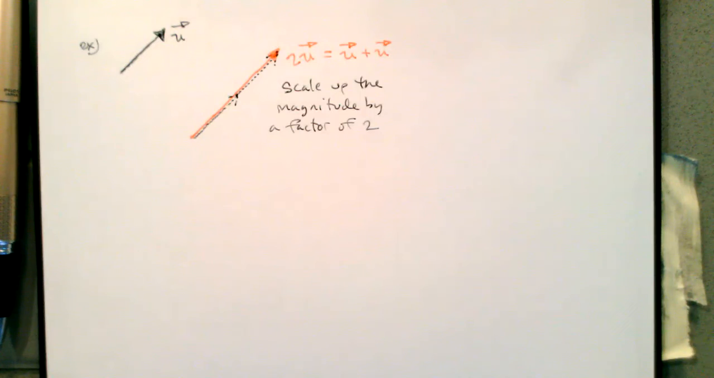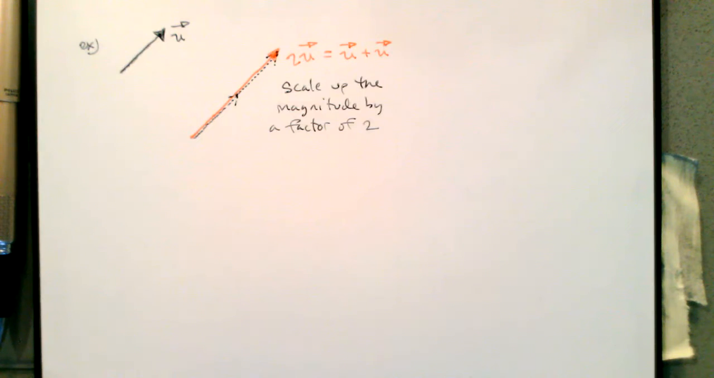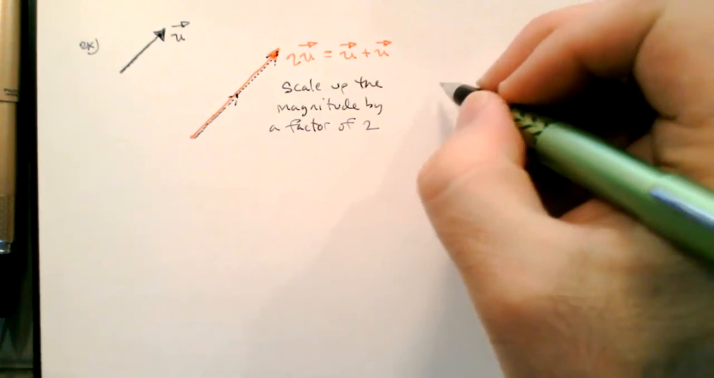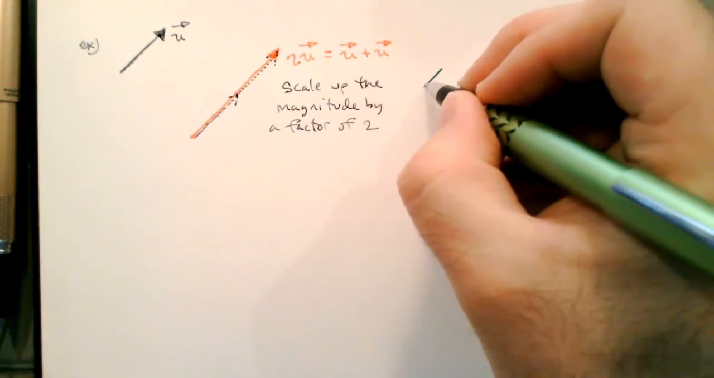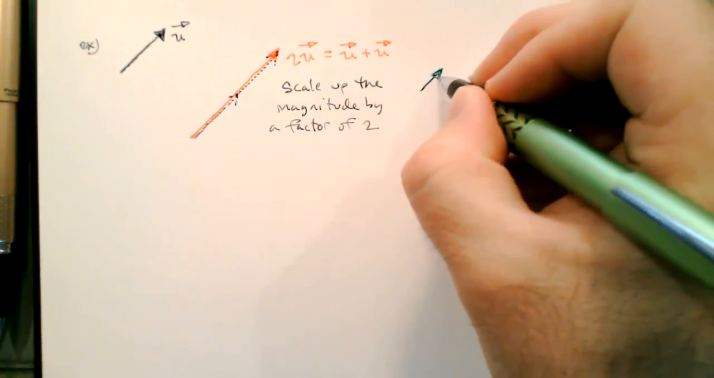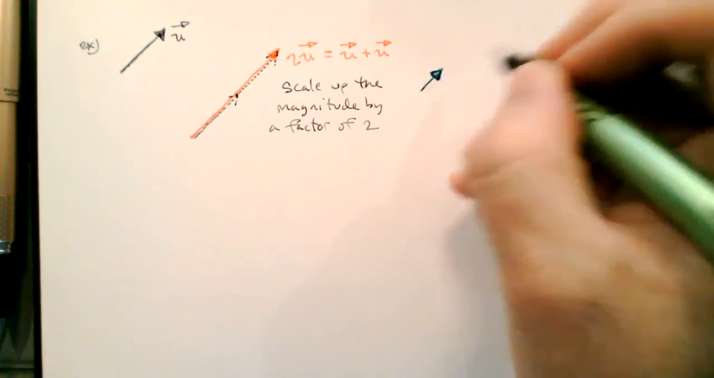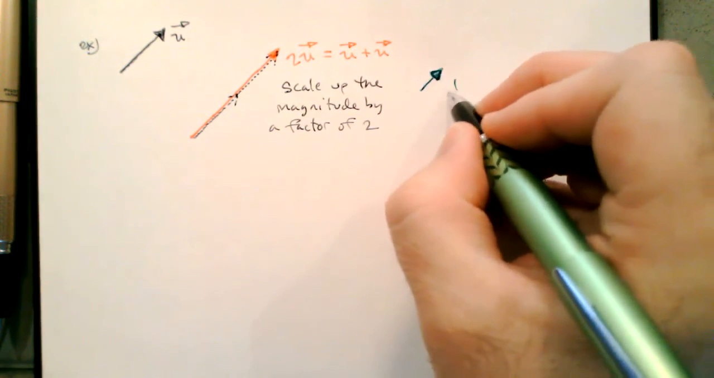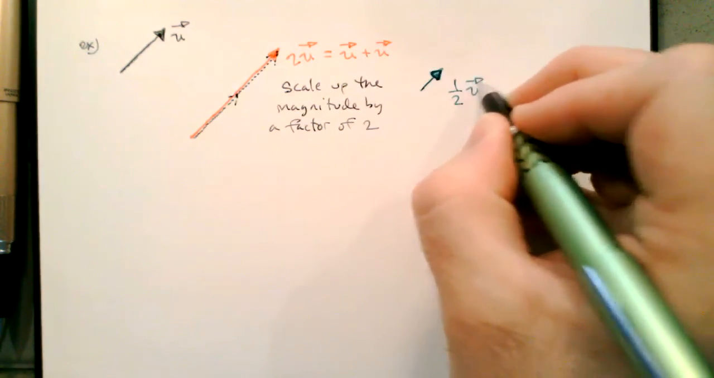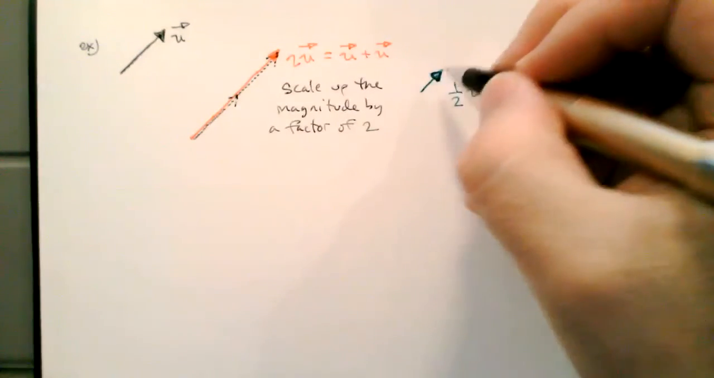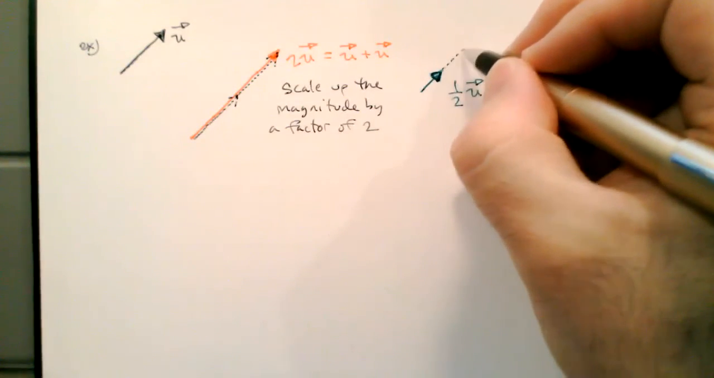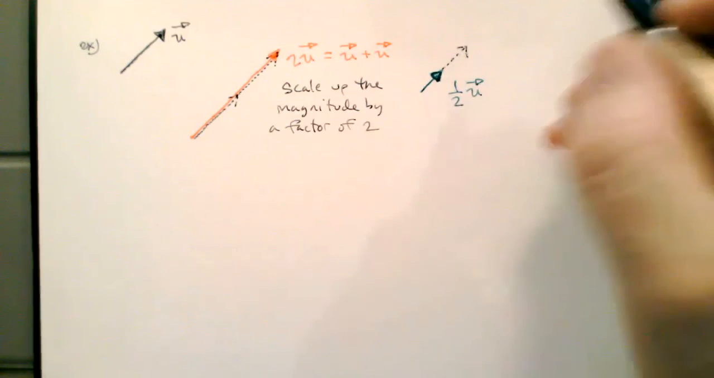We scale up the magnitude by a factor of 2. This is why we call them scalars. And it's multiplied, so it's a factor. We can also multiply by other things. So if I make it half as long, that's going to be 1/2 of u. And it is just half as long as the vector u.